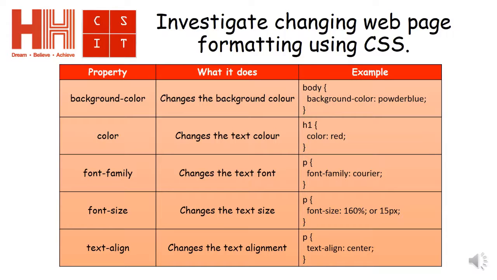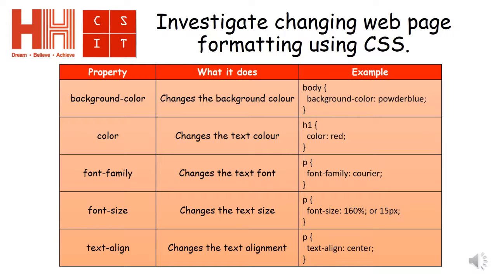The second property is the text colour. Obviously, we've shown you this on the previous slide. But again, in this case, I've changed the heading, H1, to red colour. We've then got font family. And what this one does is changes the font that the text appears in. And you can see I've changed the font family of a whole paragraph, in this case, to Courier font.